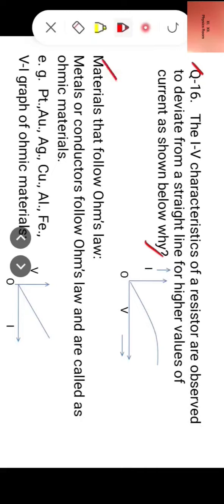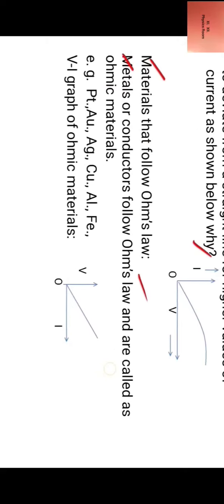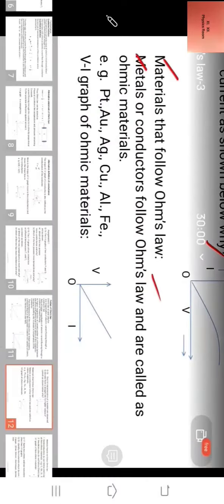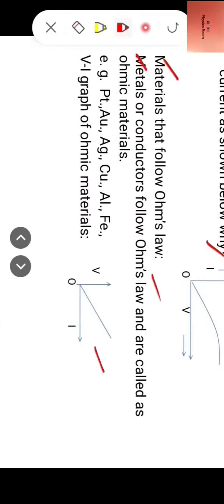Now, materials that follow Ohm's law. Metals or conductors follow Ohm's law and are called ohmic materials. For example, platinum, gold, silver, copper, aluminium, and iron, etc. Now, VI graph of an ohmic material is a straight line.